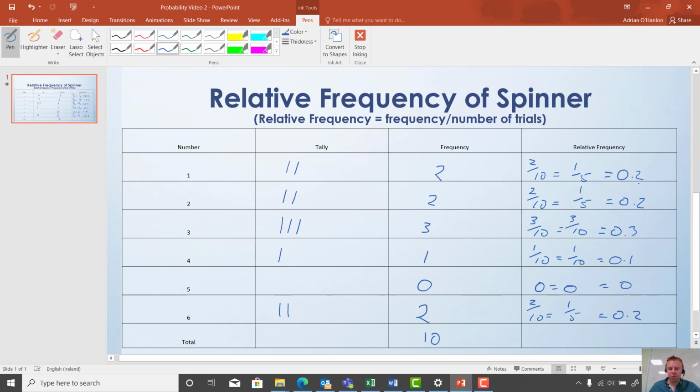And with relative frequency, they always should add to 1. So that's 0.2, 0.4, 0.7, 0.8. That's equal to 1.0 as a total. That's how to do a relative frequency table.